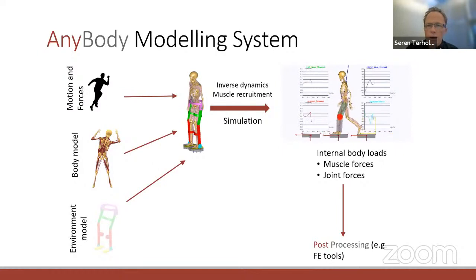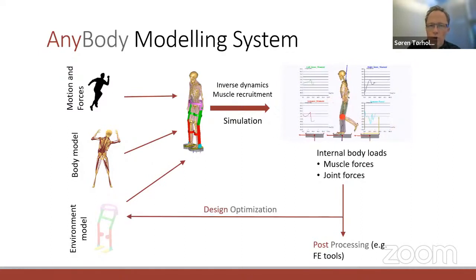Once the analysis has completed, all this output is available and you can save it into different formats. You can also do a design optimization loop where you will optimize the model to obtain certain properties. But this is the core of what we do: we impose motion to the model, we either predict the forces or impose measured forces, and then we find the balance in this mechanical system using muscle recruitment simulation.